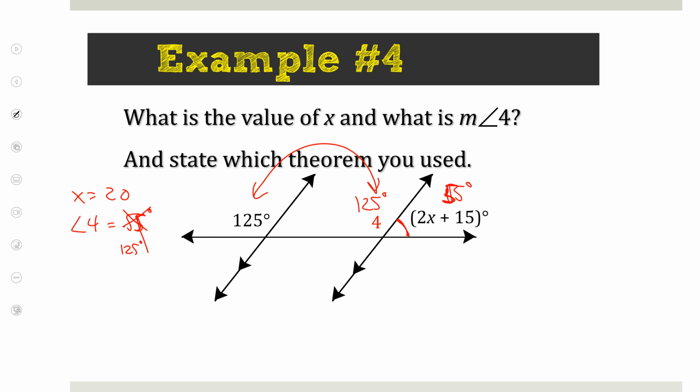Outstanding. Anybody do it differently? Yeah. I did 125 plus 2x plus 15 equals 180. Okay, so you took 125 plus 2x plus 15 and set it equal to 180. Why? Because 125 and angle 4 are equal, and angle 4 and 2x plus 15 equal 180.